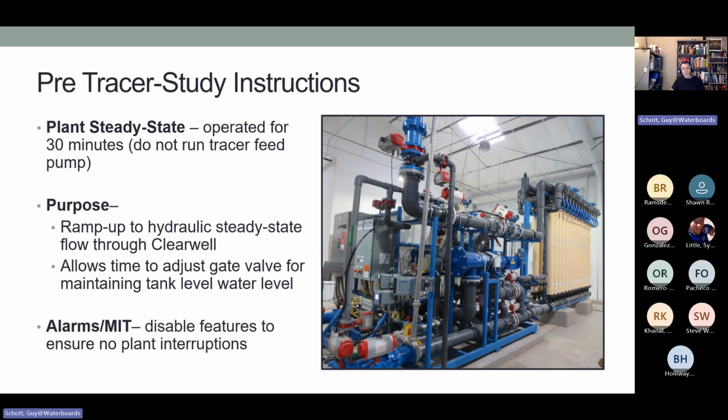As far as alarms and MIT, you want to disable those features to ensure that there are no plant interruptions. We don't want to start the chemical feed pump and then after about 20 minutes the plant shuts off for some reason, because it's time to do an MIT or something like that. So we want to ensure these features are locked out so we can run for about 2 hours without interruption.